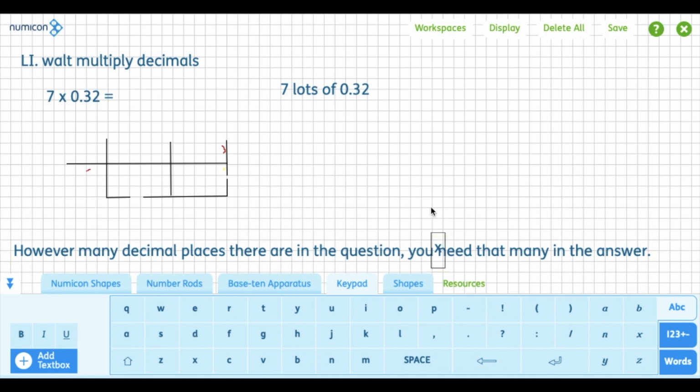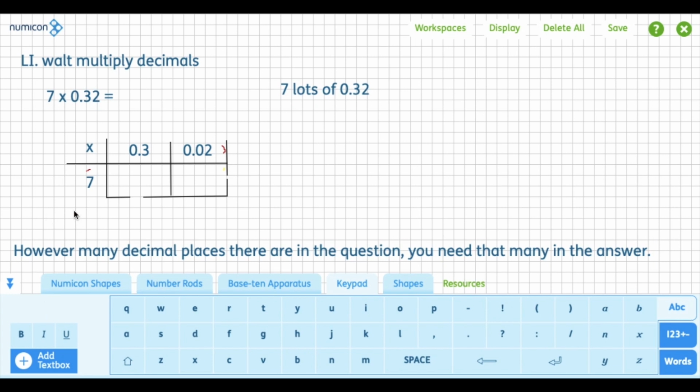Now, what I have is 7 times 0.32, so down here I'll have 7, and up at the top I have 0.3, or 3/10, and then I have 2 hundredths here, so 0.02, and that's just going to go up here. All right, so again, I'm going to multiply 7 times 3/10. 7 times 3/10 is going to be 21/10.